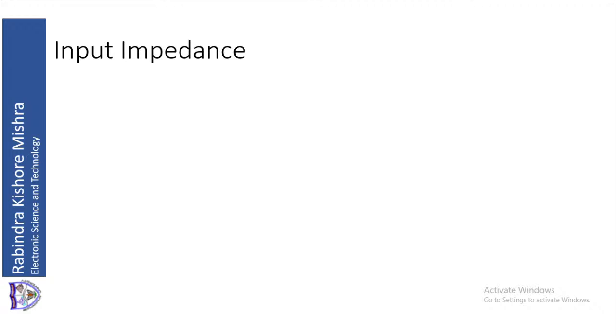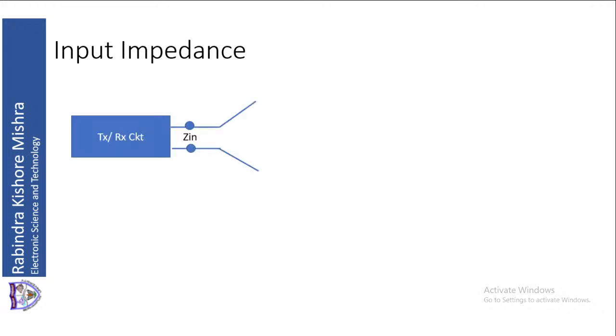So now we come to the next parameter, which is the input impedance. We saw one parameter which is called the field zone, the radiation field zone. And now we come to the next parameter, which is called the input impedance of the antenna.